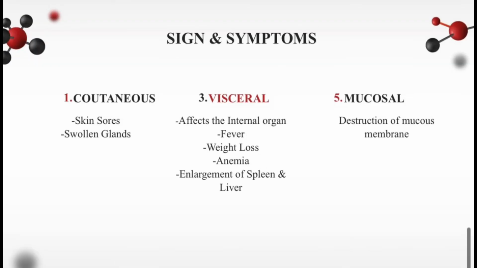And symptoms. There are three types of leishmaniasis: the cutaneous, visceral, and mucosal. The cutaneous is characterized by skin sores, and people can develop multiple sores and swollen glands. The sores can lead to scarring and infections. The visceral is more severe and affects internal organs, usually the spleen, liver, and bone marrow. It can cause fever, weight loss, anemia, and enlargement of the spleen and liver. And the mucosal is less common and causes destruction of the mucous membranes, which are the nose, mouth, and throat. Sometimes it can be a consequence of cutaneous leishmaniasis.